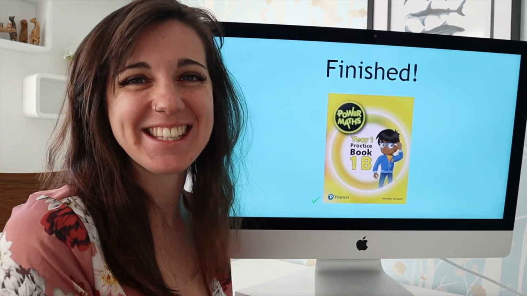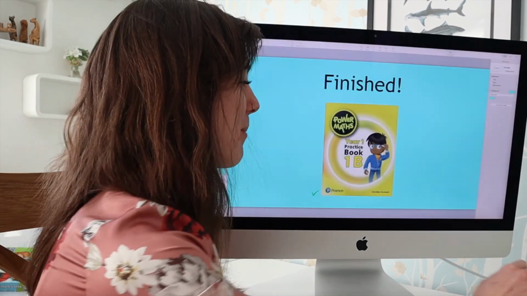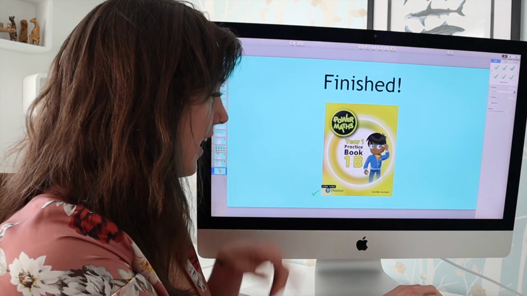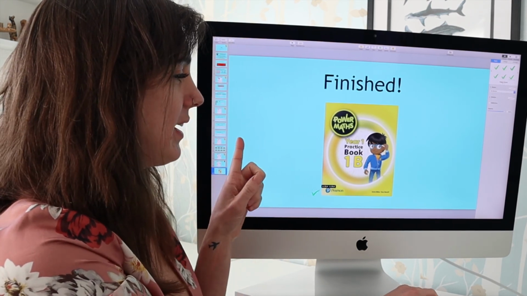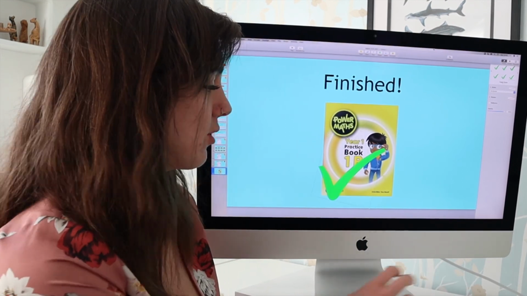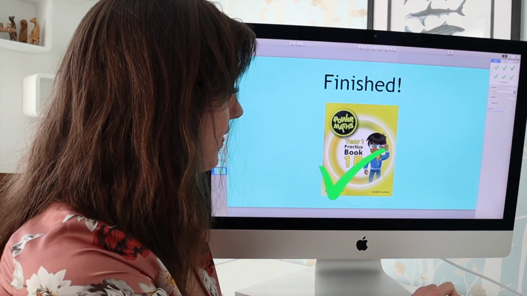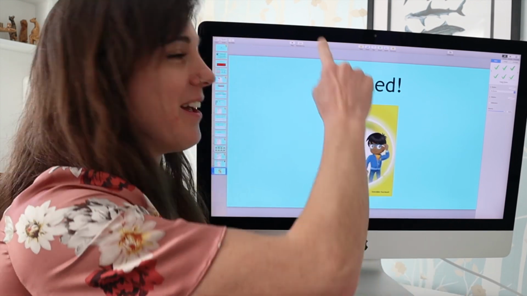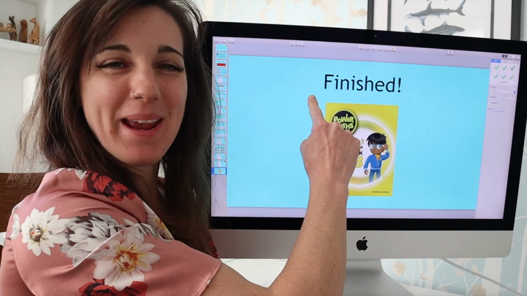Finished! Fantastic, everybody. Let's draw a big tick through our Power Maths book. Ready? Get your fingers ready. Let's draw one in the air. Finished! Oh, it's gone small again. That was very anticlimax. Fingers in the air. Let's draw a big tick.